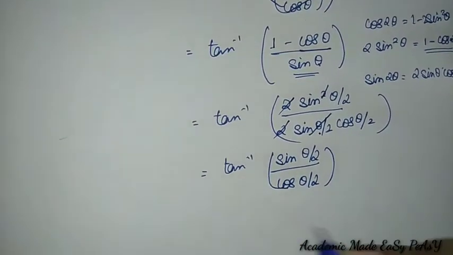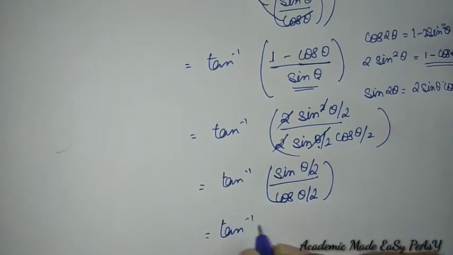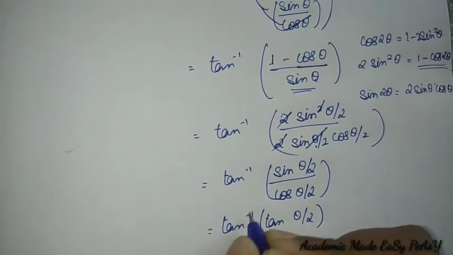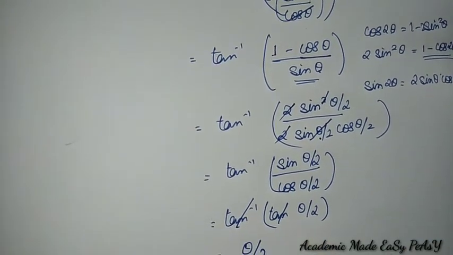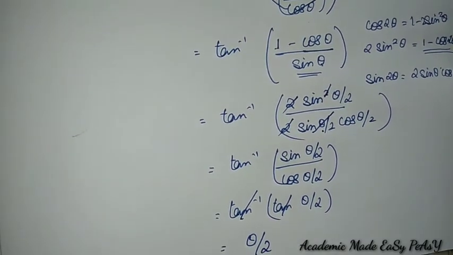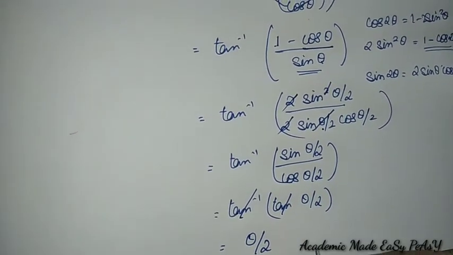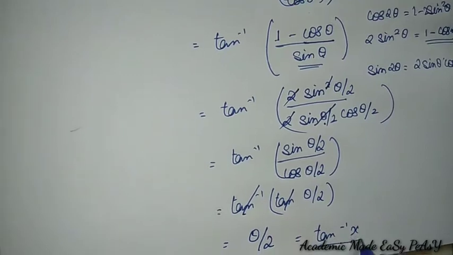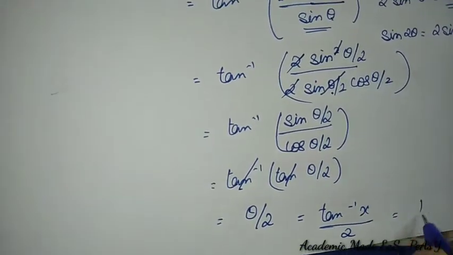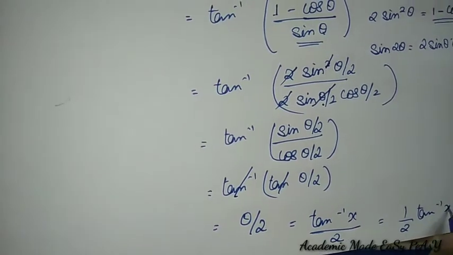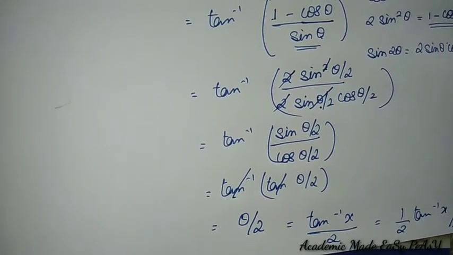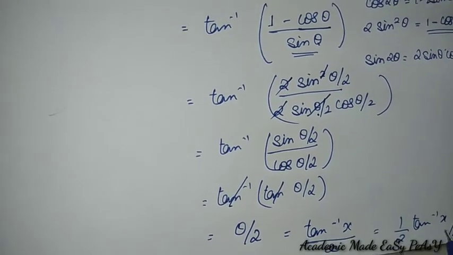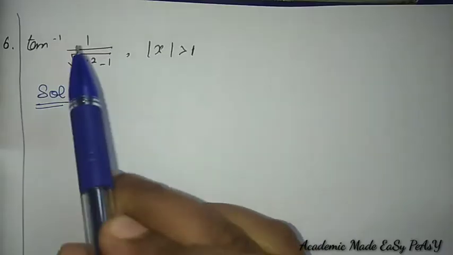Sin theta by cos theta is tan theta, so tan inverse of tan theta by 2. Tan inverse and tan will get cancelled, so I will have theta by 2 alone. Already we have found the value of theta, theta is tan inverse x. So tan inverse x divided by 2, that is half tan inverse x. Therefore the simplest form for tan inverse of root of 1 plus x square minus 1 by x is half tan inverse x. Question 6.